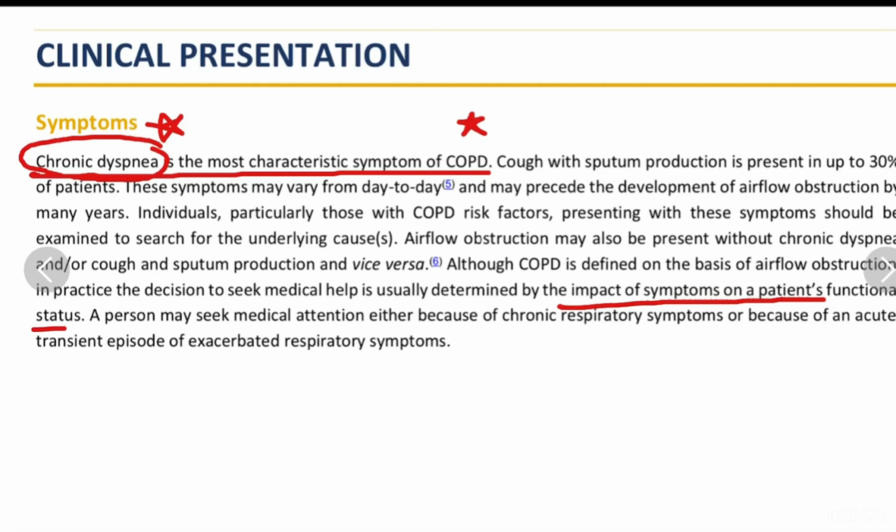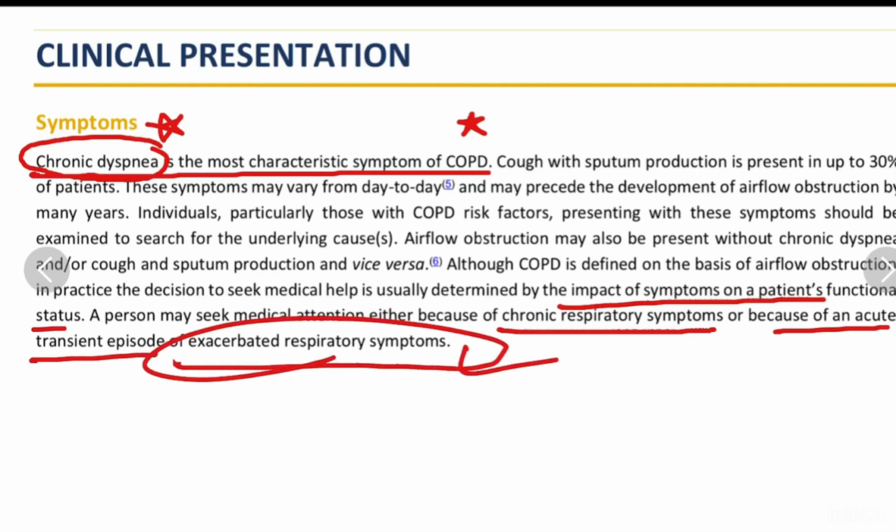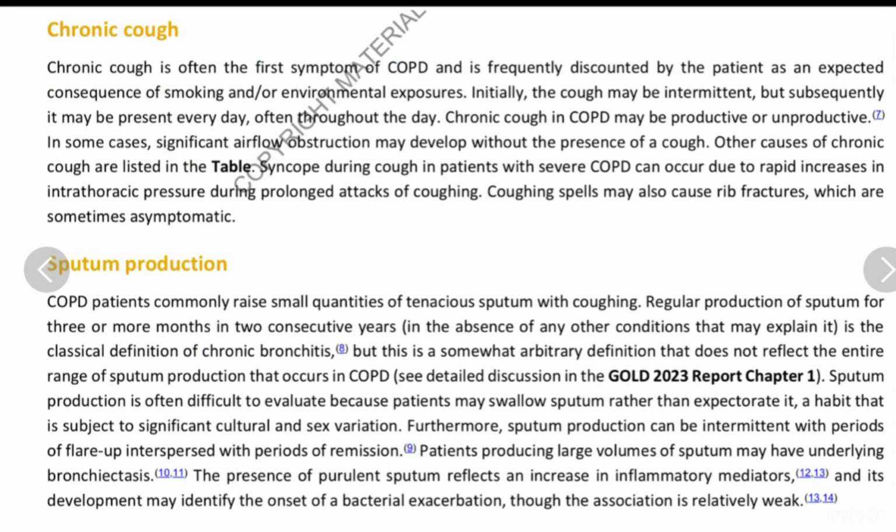A person may seek medical attention either because of chronic respiratory symptoms or because of an acute transient episode of exacerbated respiratory symptoms. So in any case, we will go ahead for COPD. Now they are telling about chronic cough. Chronic cough is often the first symptom of COPD and is frequently discounted by the patient as an expected consequence of smoking. Patients used to think it is because of smoking or environmental exposure.